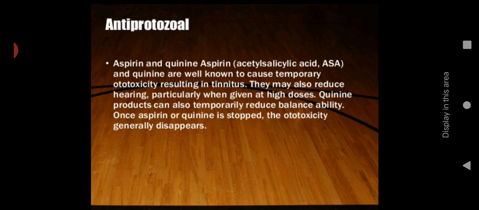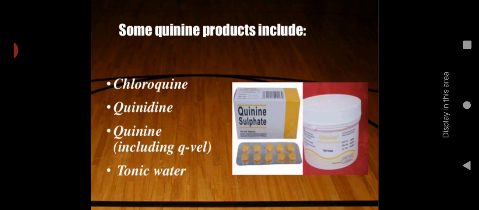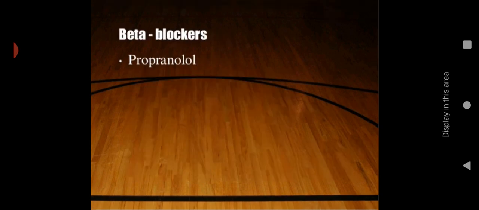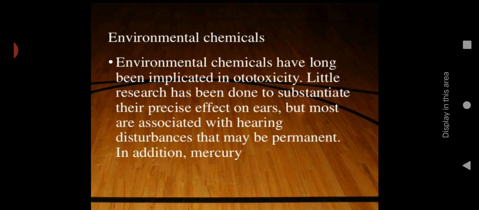So if you are taking a history from malaria patients, they may tell you that they are feeling some kind of balancing dysfunction. They can't stand, or they feel like fainting. This is all happening because of the temporary reduction in balance ability. Some quinine products are chloroquine, quinidine, quinine, tonic water. These are some quinine products. Then anti-epileptic drugs like phenytoin sodium, then beta blockers like propranolol, then environmental chemicals.